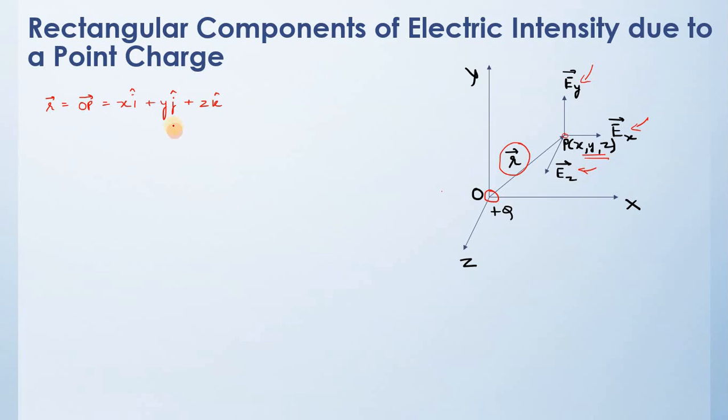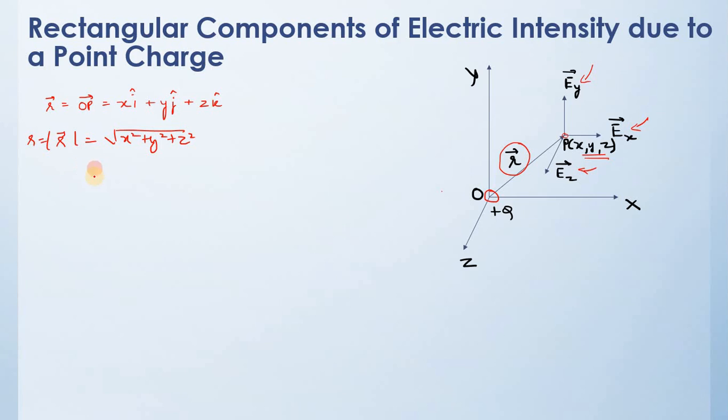We already know how to represent this. We can also find out the modulus of this particular vector, which is the magnitude, and it will be equal to root over x square plus y square plus z square. This is how we find out the magnitude, which is going to be represented by r. Rather than writing the entire thing, we can just represent it with r.